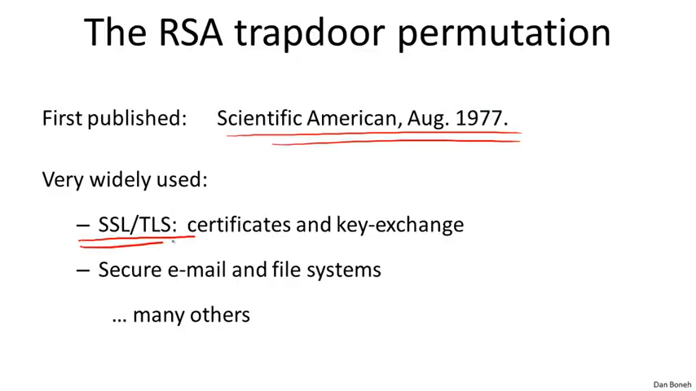For example, SSL and TLS use RSA both for certificates and for key exchange. There are many secure email systems and secure file systems that use RSA to encrypt emails and encrypt files in the file system. And there are many, many other applications of this system. So this is a very classic crypto construction, and I'll show you how it works.